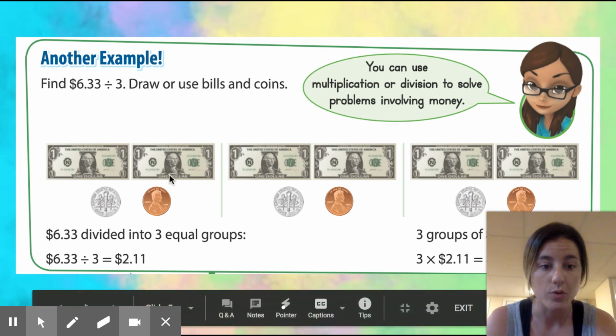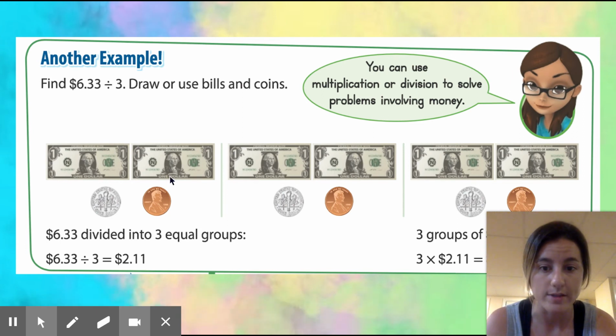So it's really just showing you how you can use bills and coins to solve all different types of problems. So there will be an online tool that I'll show you in your practice slides where you can use coins and bills to help you.